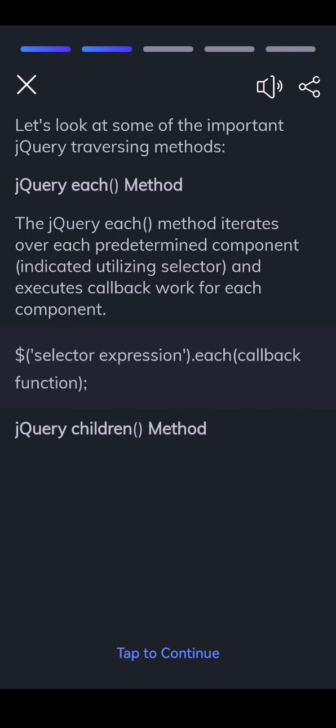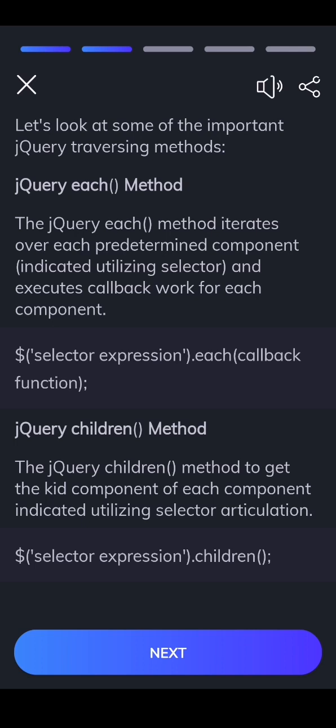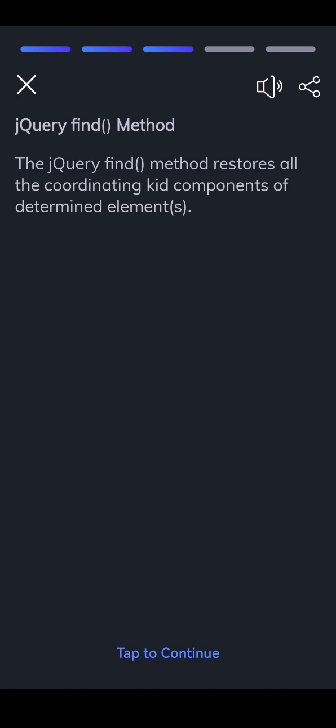jQuery children method. The jQuery children method gets the child elements of each element specified using a selector expression. jQuery find method. The jQuery find method returns all the matching child elements of specified elements.